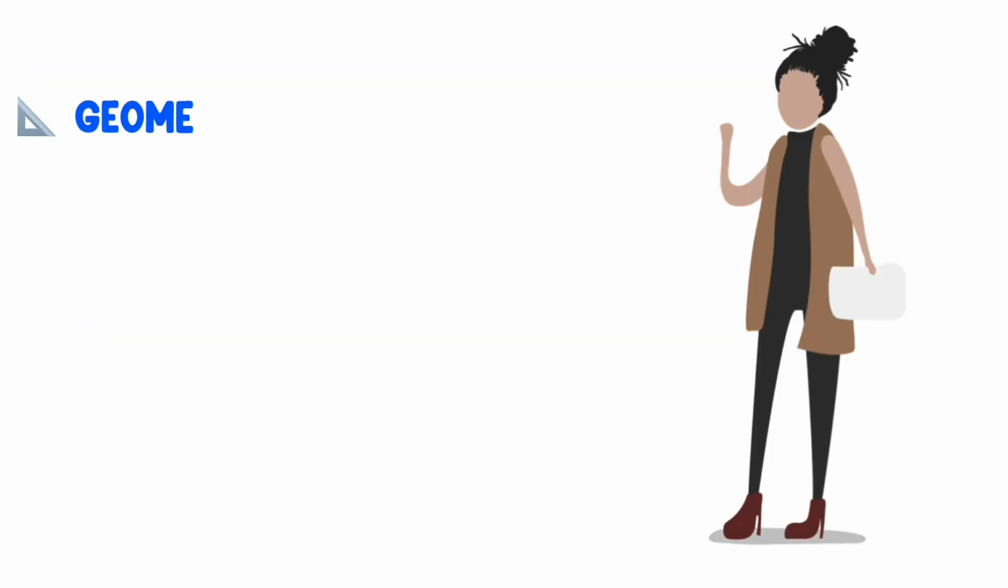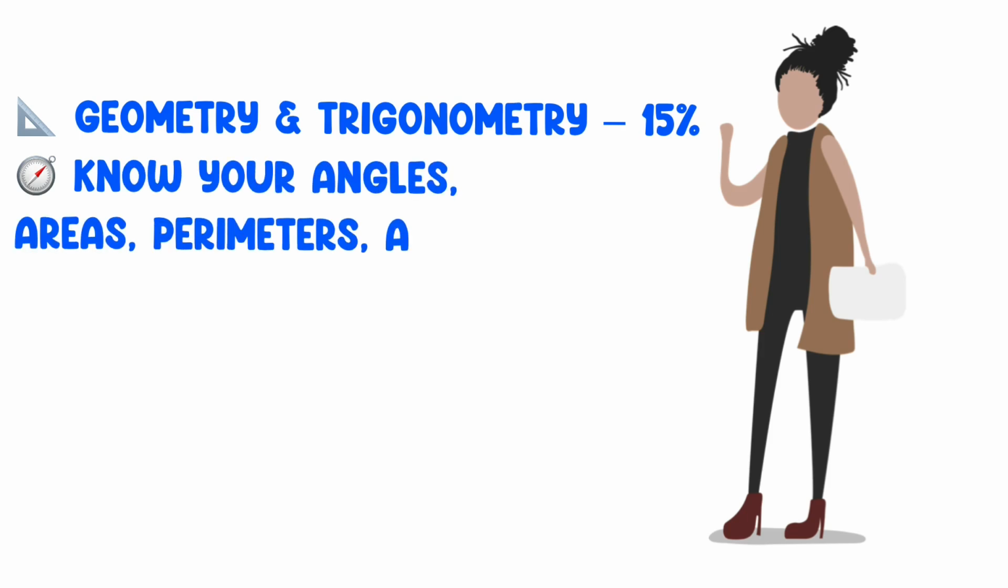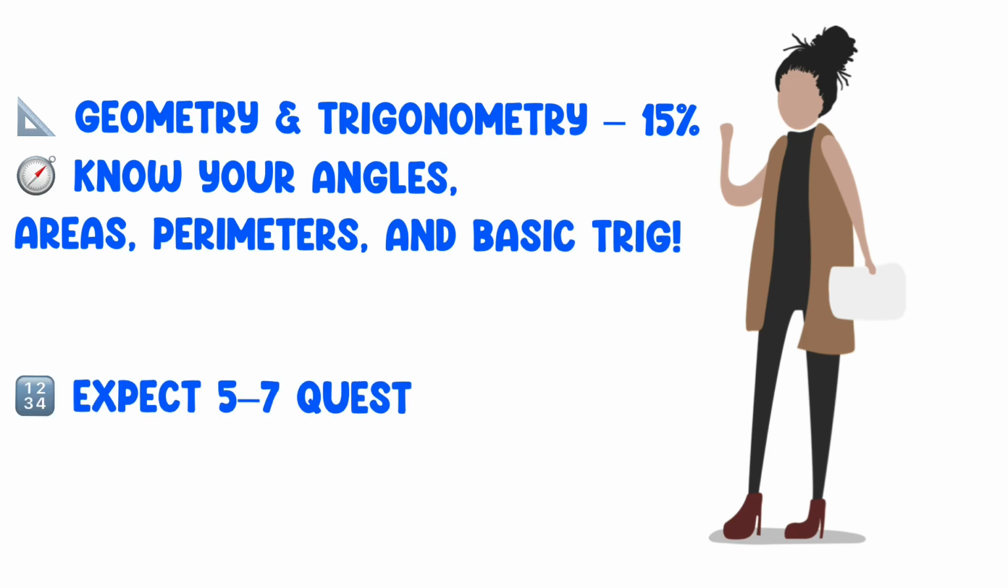Fourth and last part is Geometry and Trigonometry, which is 15% of the content, and you should know about angles, areas, perimeters, and basic trigonometry. You can expect 5 to 7 questions from this topic.